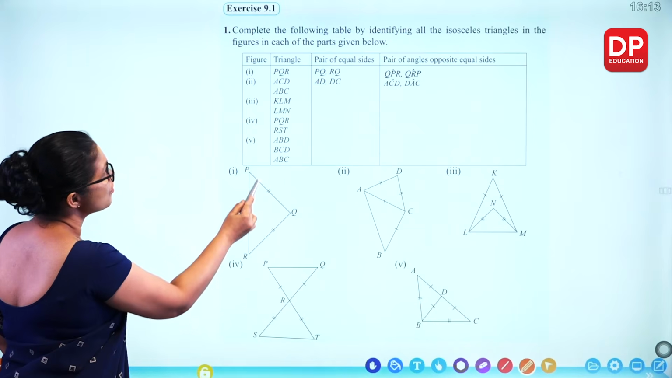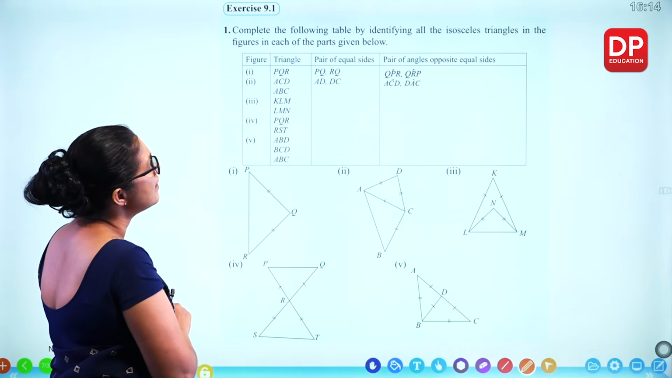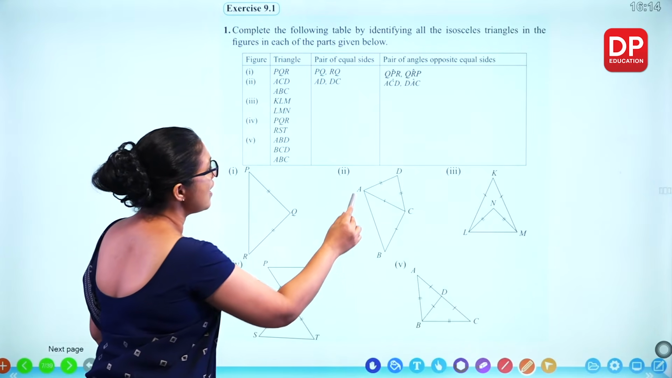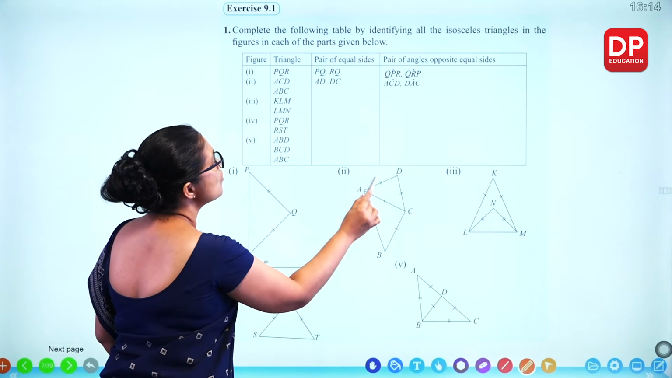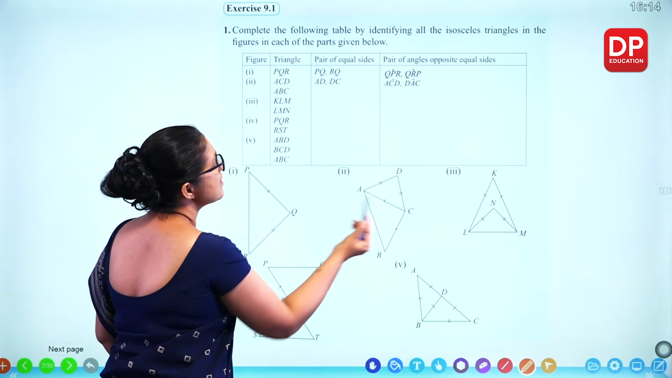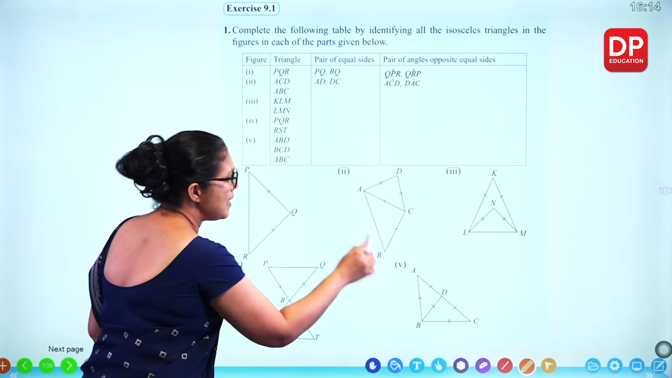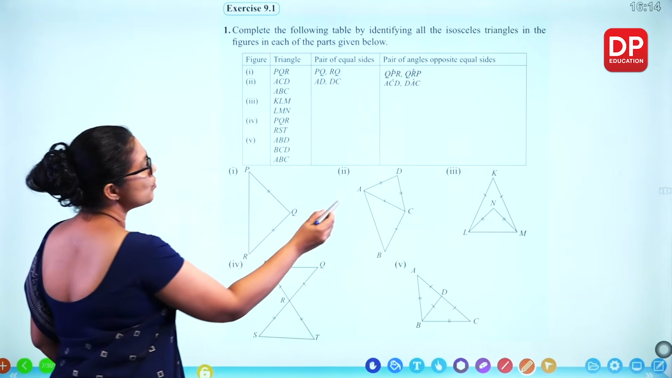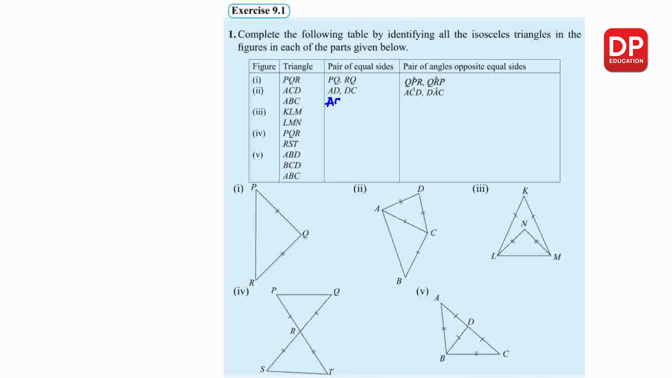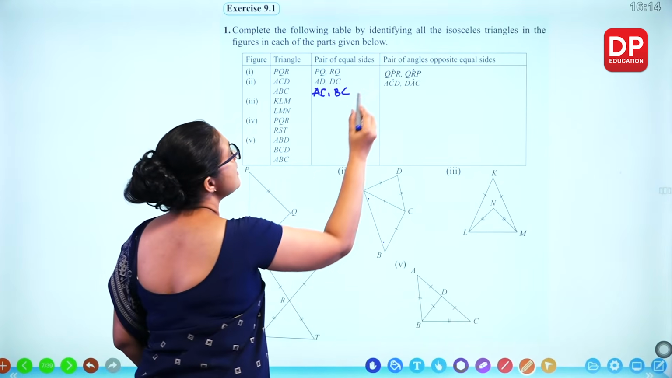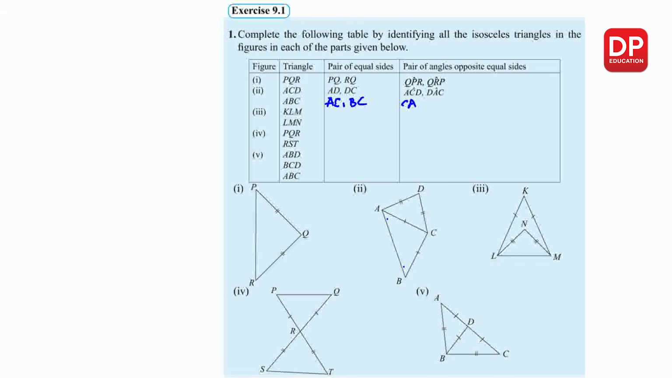PQR, yeah, 2 sides equal given and the other one 2 angles equal. So here this and this. Second part also done. ACD triangle. These 2 lengths are equal and these 2 angles are equal. Now we need to fill this one, ABC triangle. In ABC triangle, what can you say? What are the 2 lengths equal? AC and BC. What are the angles equal? We can write these two angles, CAB and CBA.